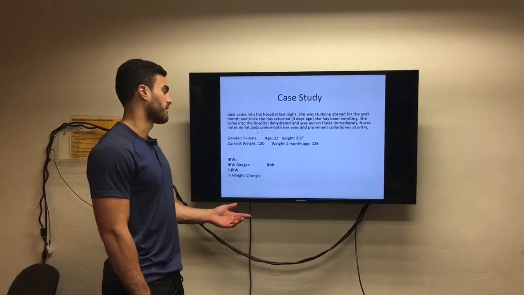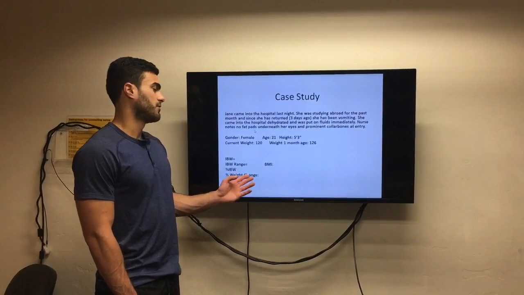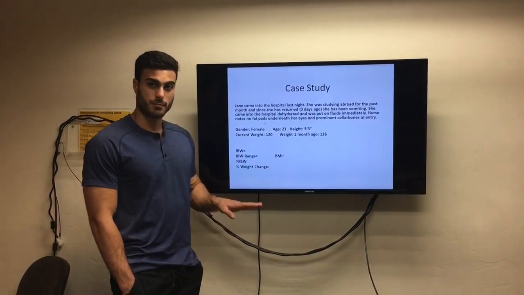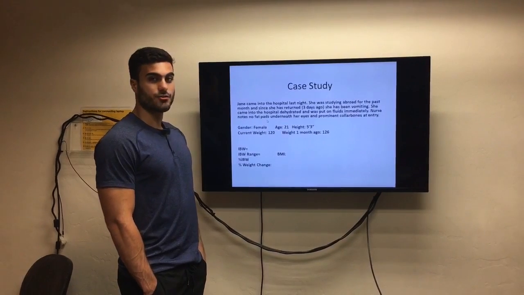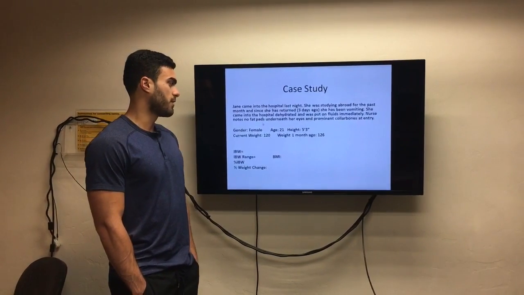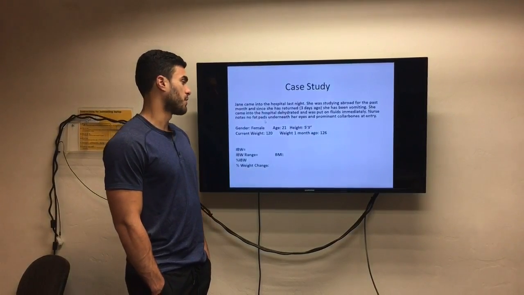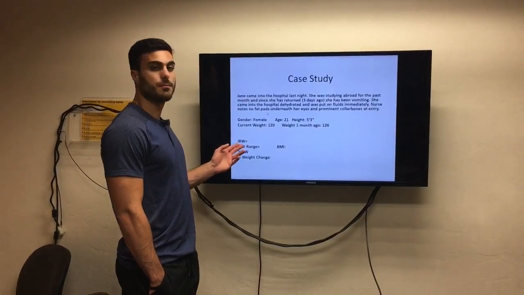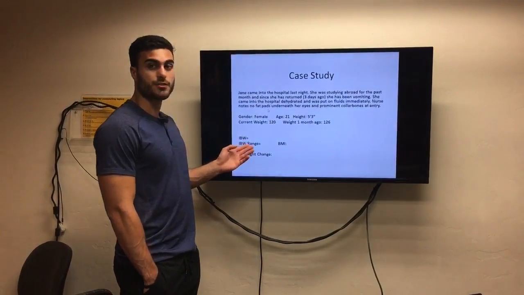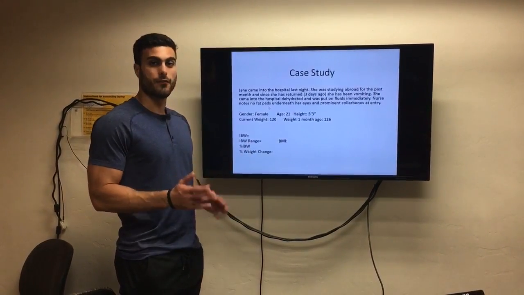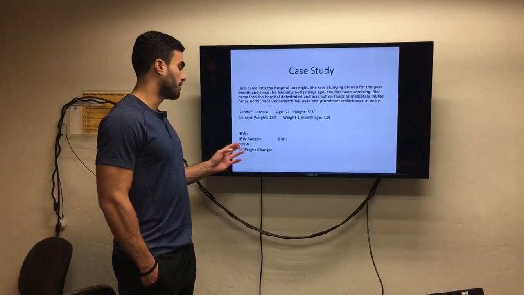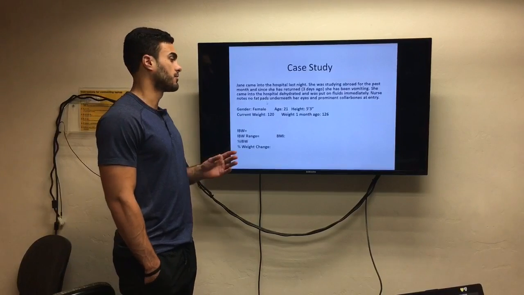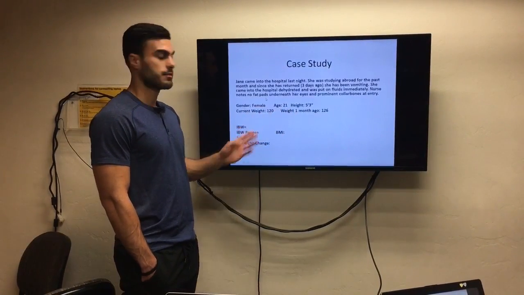Now let's look at the anthropometrics. She's a female, she is 21, and she is 5'3". As you can tell, she's very small. Her current weight is 120 pounds, and she weighed approximately 126 one month ago. So now we want you to calculate the ideal body weight, the ideal body range of where she should be if she's not above or below, her ideal body weight percentage, and her percent weight change. So how much did she go from this to this?